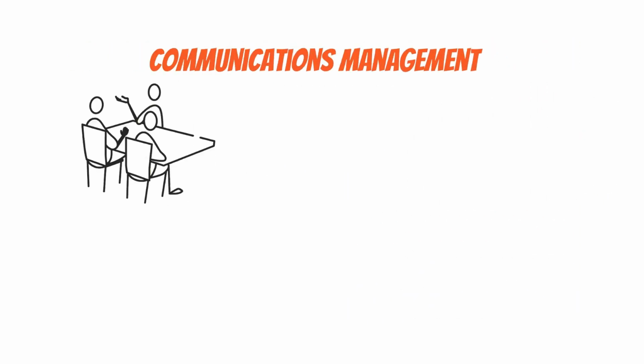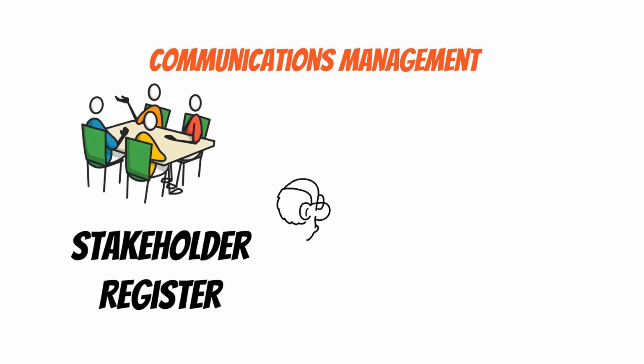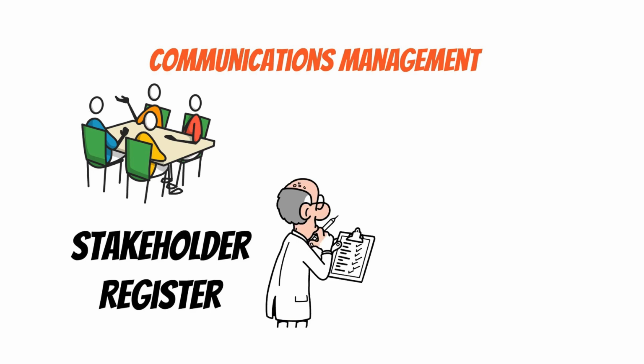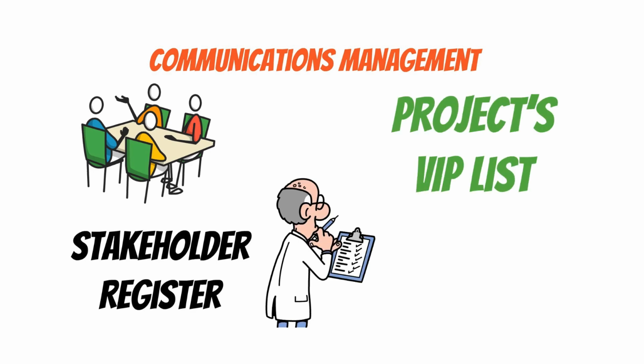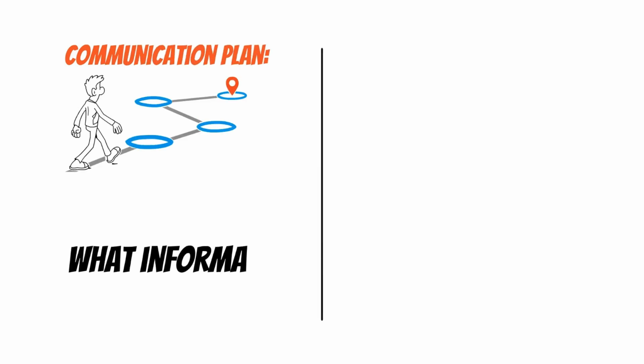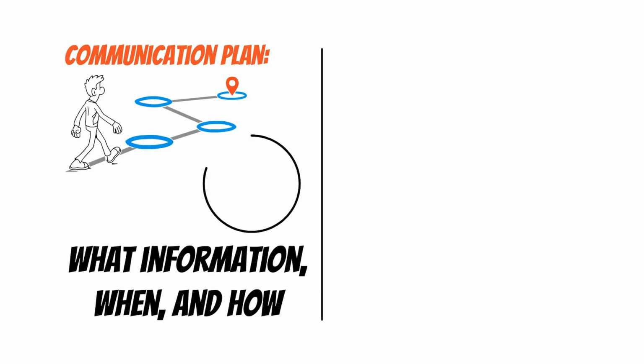Next knowledge area is communications management, which is keeping everyone in the loop. Some key terms are stakeholder register, the list of everyone involved in or affected by the project. It's like your project's VIP list. Another one is communication plan, a roadmap for who gets what information, when, and how. No more "I wasn't copied on that email" drama.